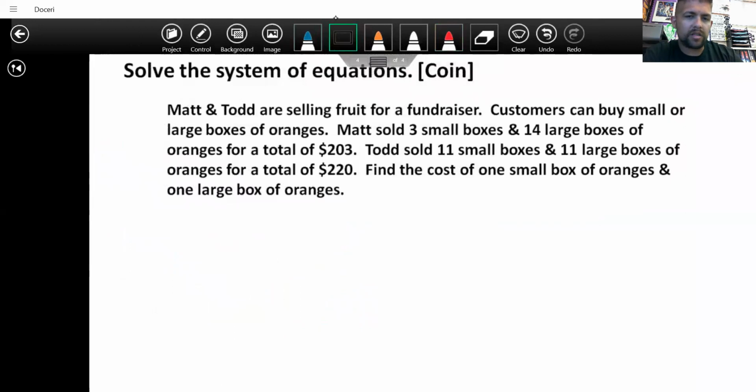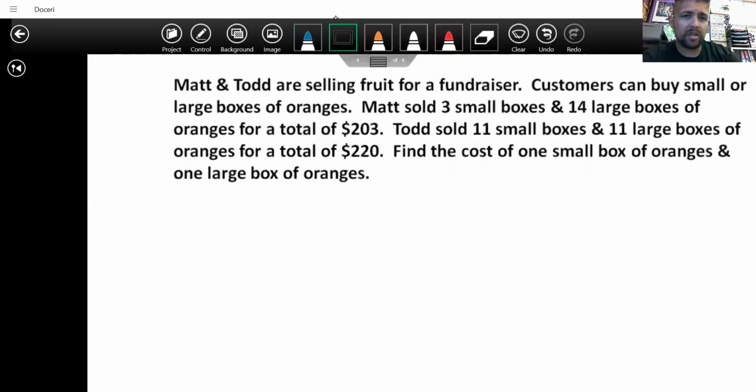Matt and Todd are selling fruit for a fundraiser. Customers can buy small or large orange boxes. So in this case, we have a small and a large. We want to find out the cost of them automatically. Matt sold 3 small, 14 large for a total of 203. Todd sold 11 small and 11 large boxes for 220. We want to find the cost of each one of those boxes and how much they each were.